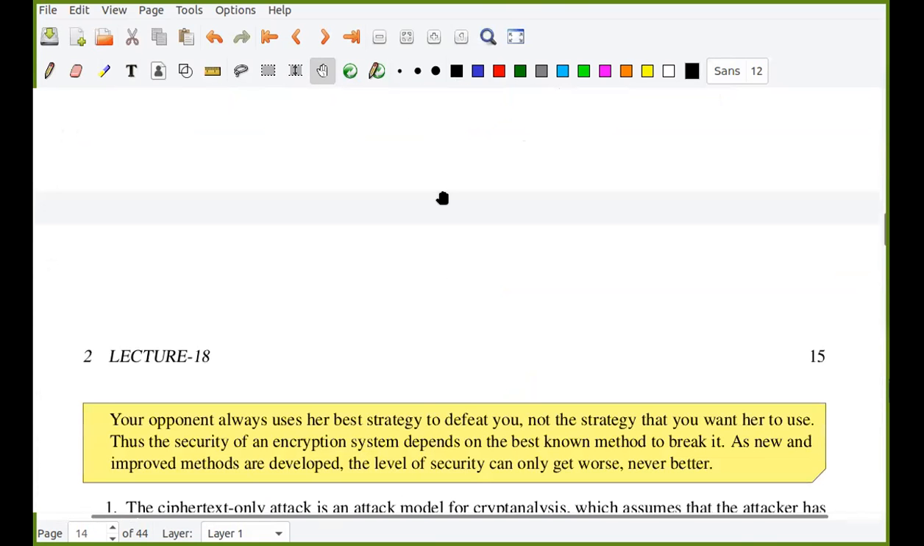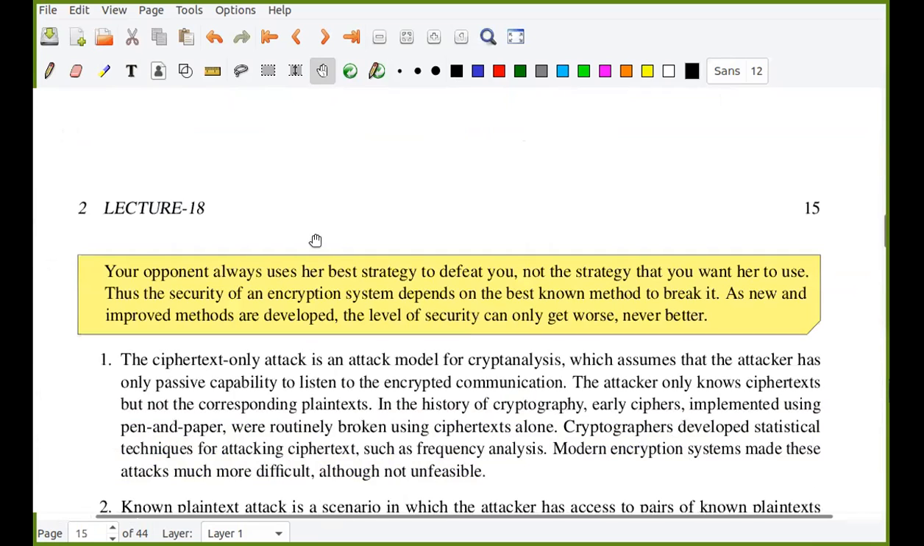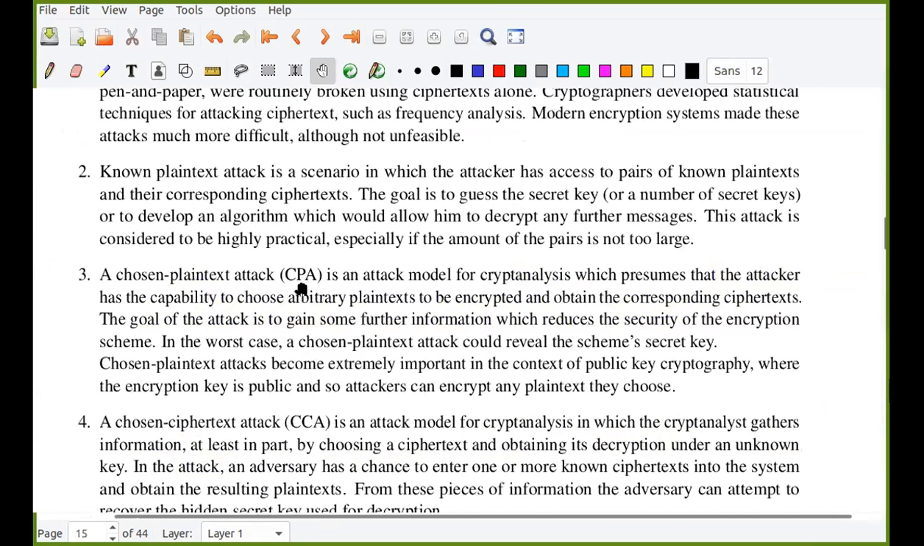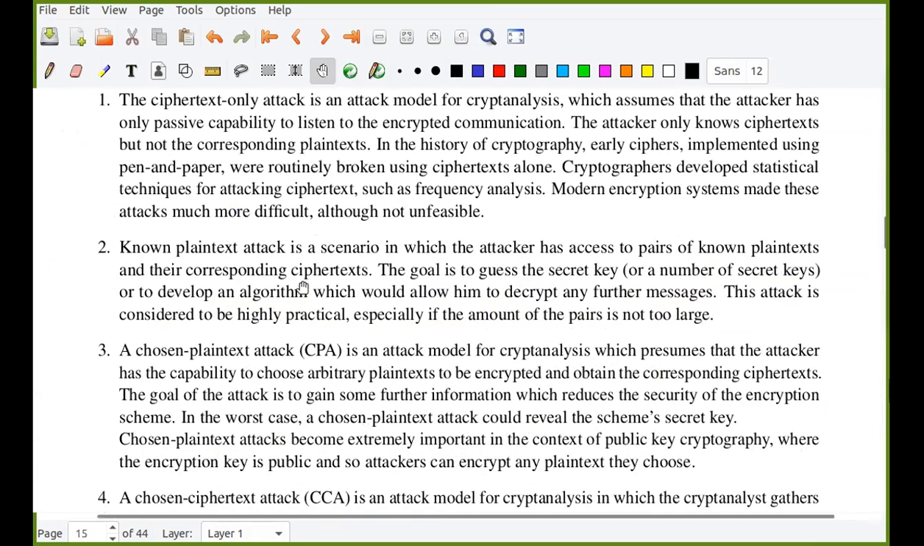So next one is the known plain text attack. What is known plain text attack? So here what happens is that the adversary will give some plain text to the encryptor or encrypting machine, and it will give the corresponding ciphertext. So we'll give some plain text to it, and then it will give some ciphertext. The goal is to find the secret key.